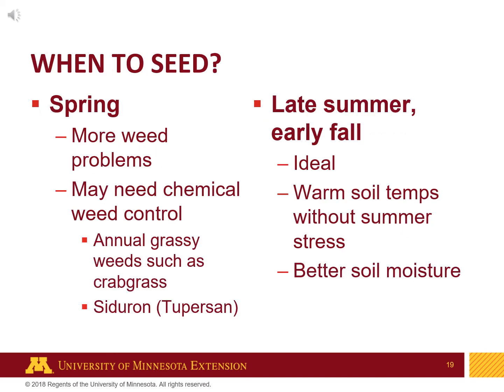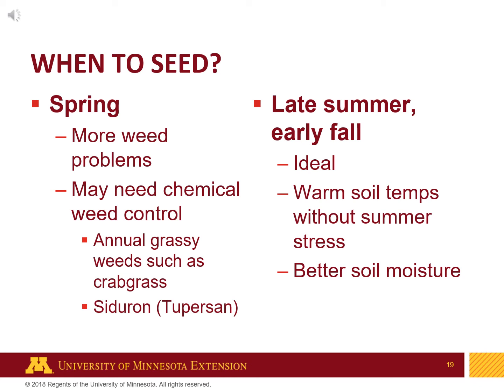Cool season turf grasses should be seeded in either the spring or fall. The primary problem with a spring seeding is that many important grassy weeds germinate during the spring in Minnesota. If seeding in the spring, the use of an herbicide to control annual grassy weeds, such as crabgrass, may be warranted. A popular herbicide to use in this situation is Siduron, often sold as Tupersan.